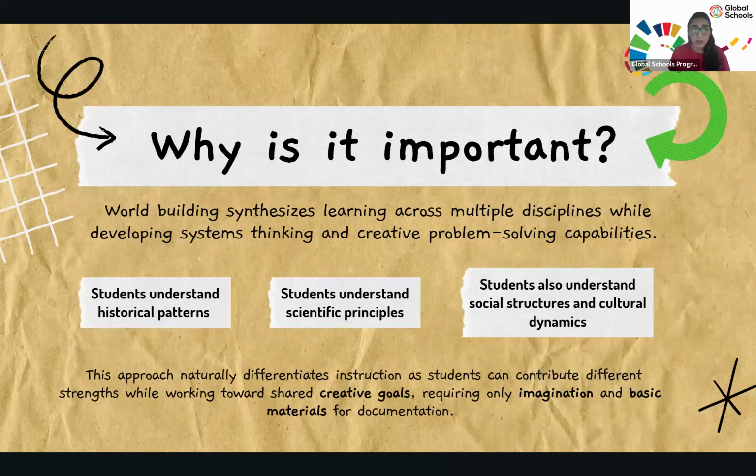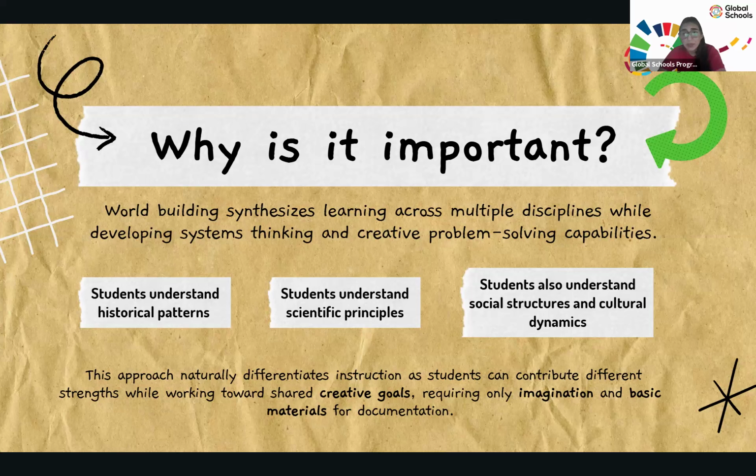But what basically world building does, it synthesizes multiple cross-disciplinary objectives. It leads to systems thinking and creative problem solving. Okay, students understand historical patterns. How do things take place? How do things take place even now? How will things take place? Right? They understand scientific principles because they're using those principles to build their world. And then finally, they also understand social structures and cultural dynamics.